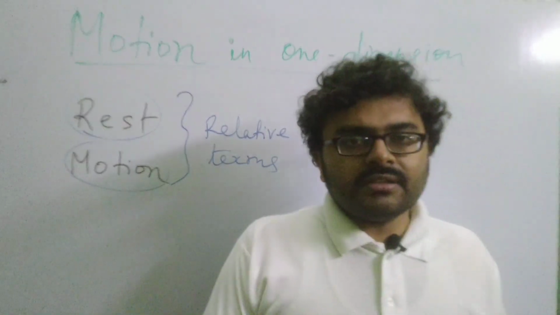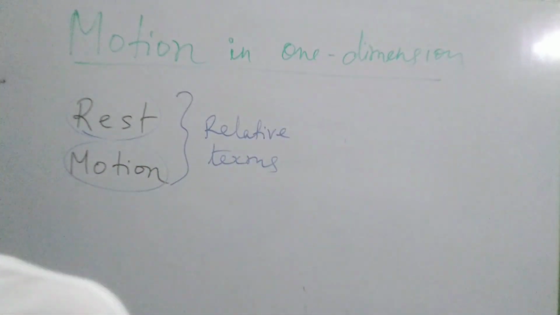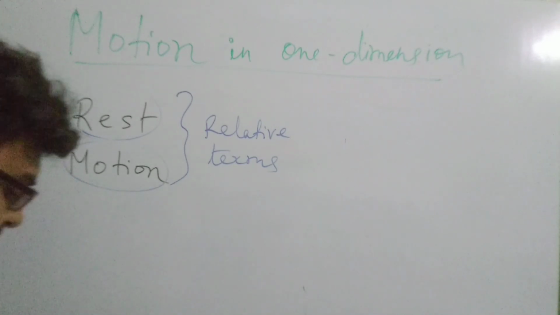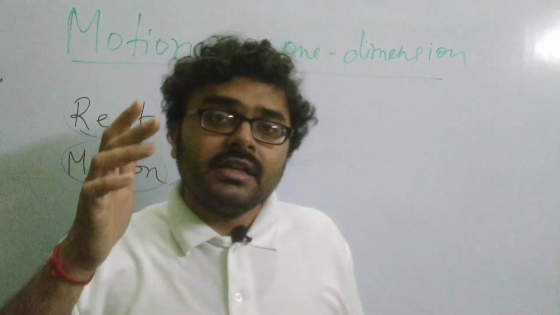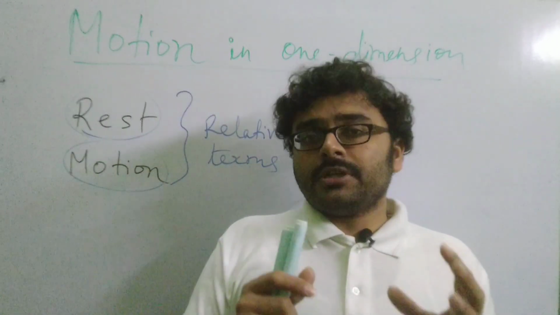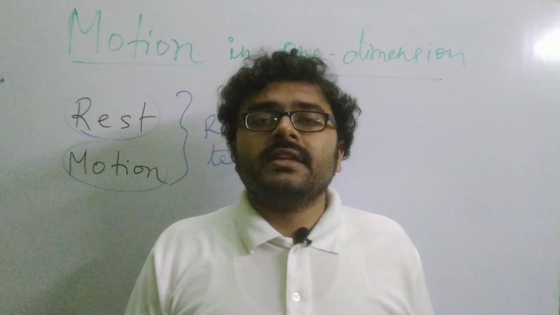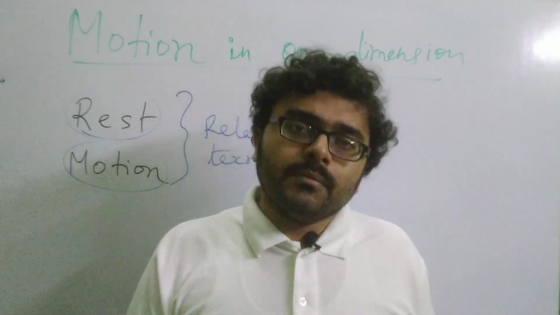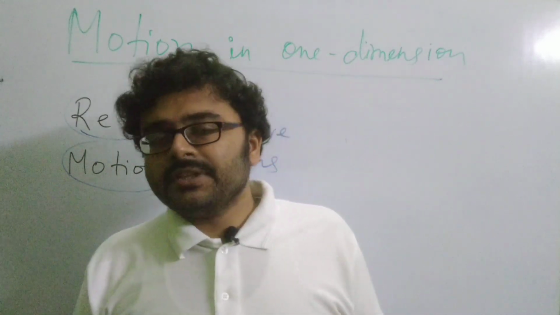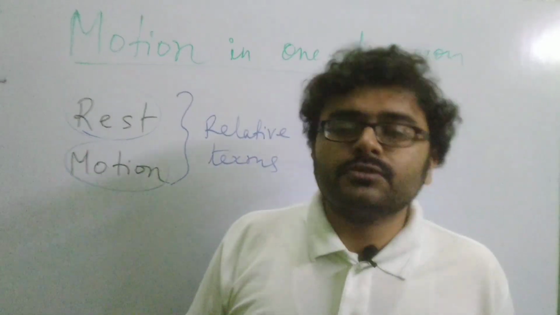And on the other hand, what is actually motion? So basically, just the opposite thing: when an object changes its position with respect to a particular frame, and this happens within a certain time, then the object is said to be in motion. Okay, so the basic definition of rest and motion should be clear to you by now.